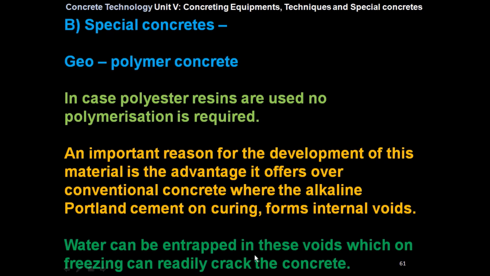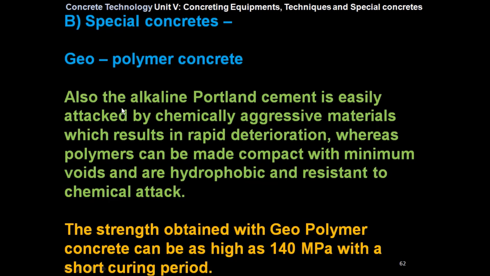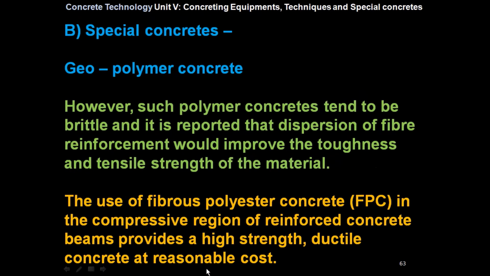Water can be entrapped in these voids, which on freezing can readily crack the concrete. Also, the alkaline Portland cement is easily attacked by chemically aggressive materials, which results in rapid deterioration, whereas polymers can be made compact with minimum voids and are hydrophobic and resistant to chemical attack. The strength obtained with geopolymer concrete can be as high as 140 megapascal with a short curing period.